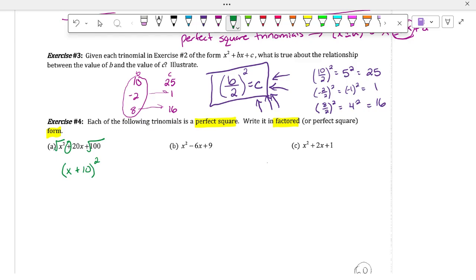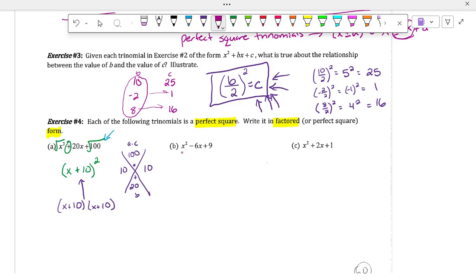You could have also done a factor tree where, if we do a times c on top, b on the bottom, has to add and multiply. So it has to multiply to give us 100, add to give us our b value, which is 20. Well, that would be 10 and 10. So if we wrote that as factors, it'd be x plus 10 times x plus 10, which we still have to rewrite to give us that. So this method is kind of the shortcut. You take the square root of the first and last term, keep the sign of the second term, and then just square that entire factor. And that's it.